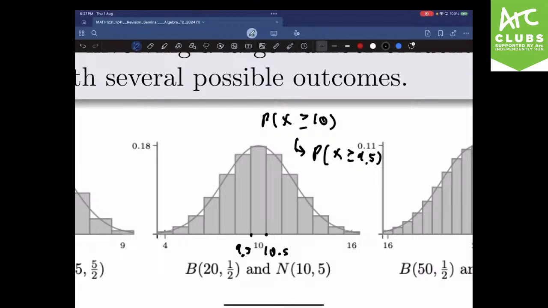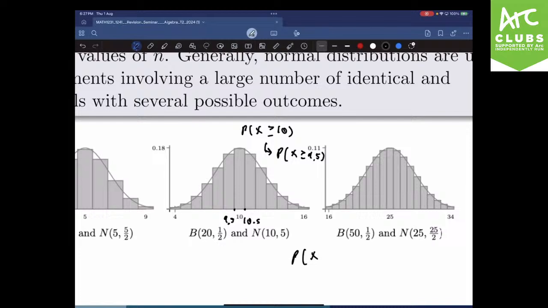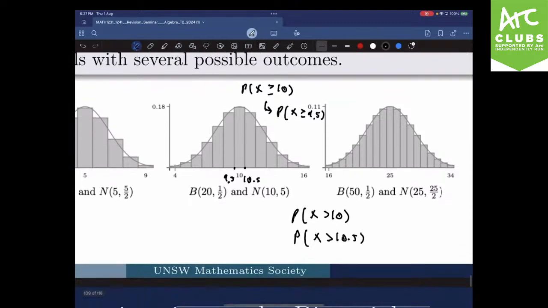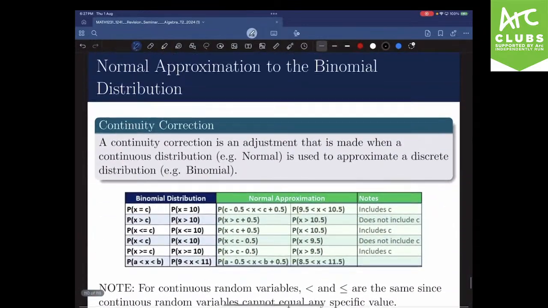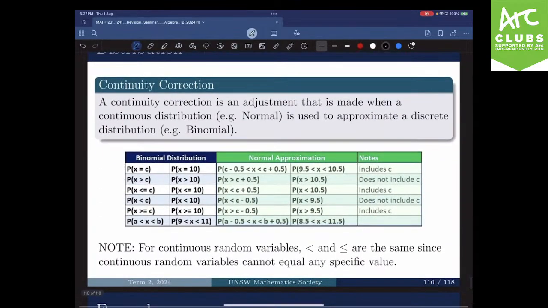Whereas if I wanted to find the probability of x being larger than 10, this is actually a different case. We know that for continuous, the probability of x being larger than or equal to 10 versus larger than 10 is exactly the same, because the probability of x being 10 is just 0. But that is not the case for discrete random variables. So in this case, I would have to do the probability of x being larger than 10.5 instead. And that's the continuity correction. On the table here, you see pretty much all of the possible different cases that you'll get.